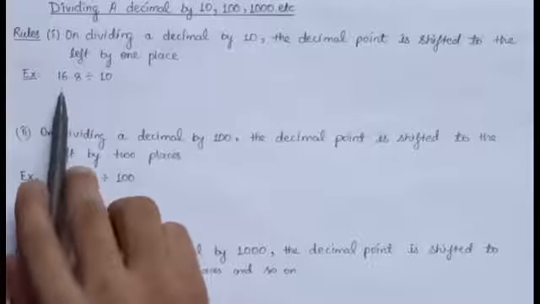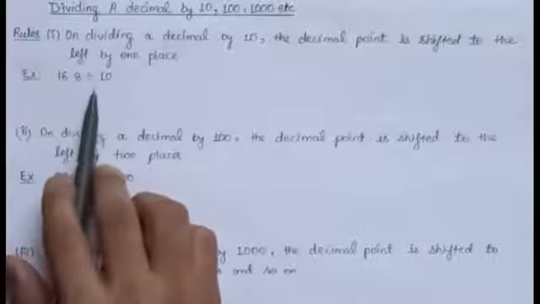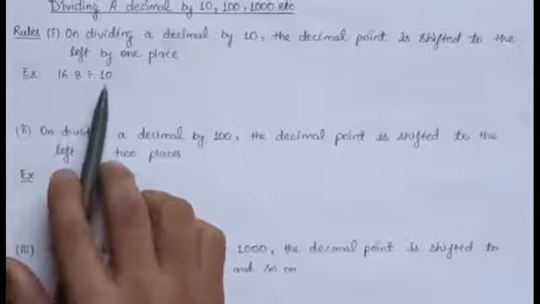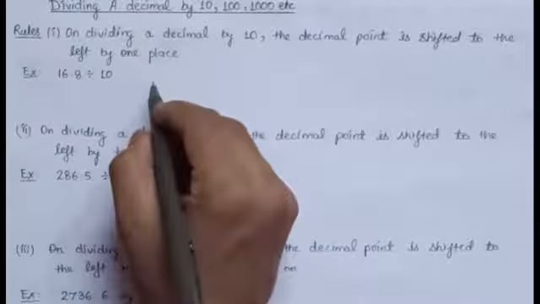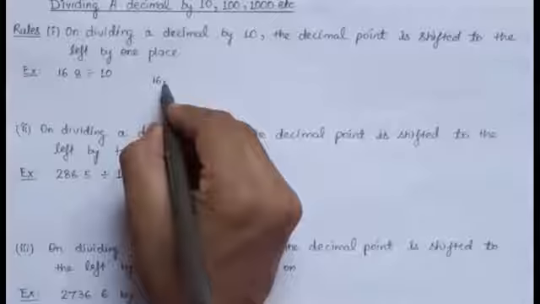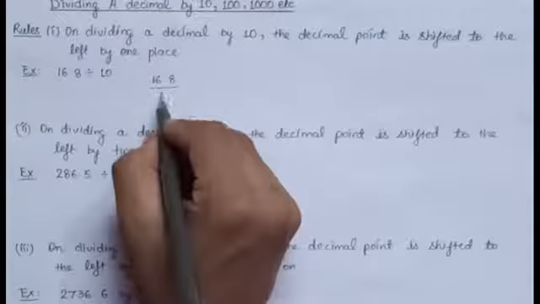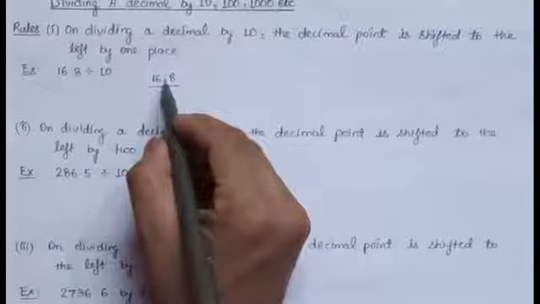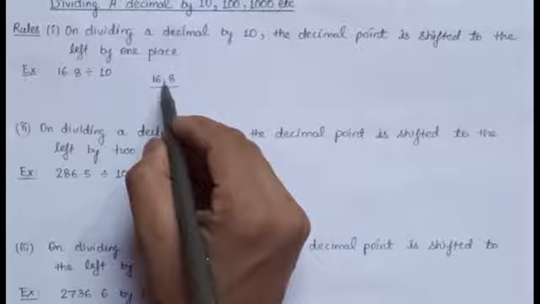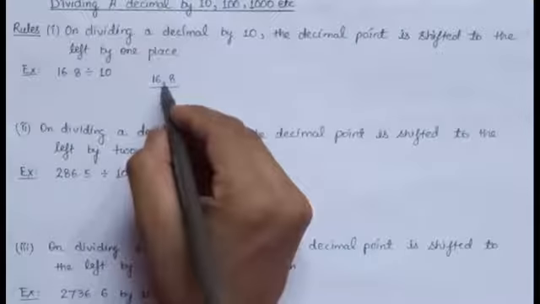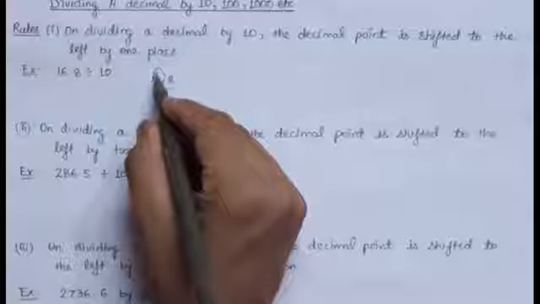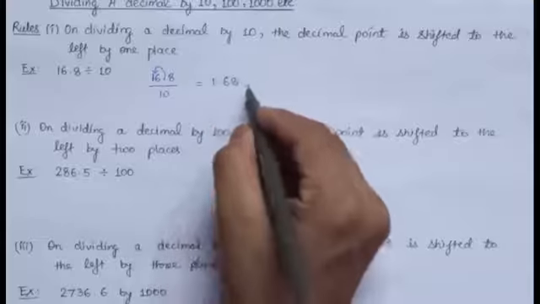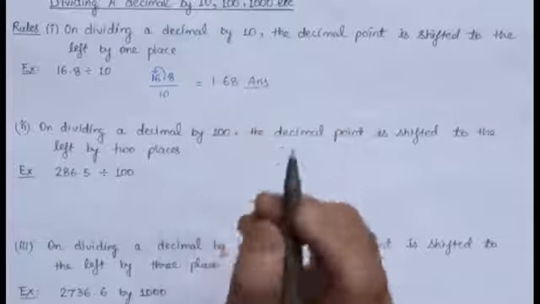Here we have the example 16.8 divided by 10. As you can see, we have to divide the given decimal 16.8 by 10. So according to the rule, what do we have to do? In 16.8 the decimal point is here. We have to shift this decimal point by one place to the left. So we shift this decimal point here, and our result will be 1.68. This is our required answer.